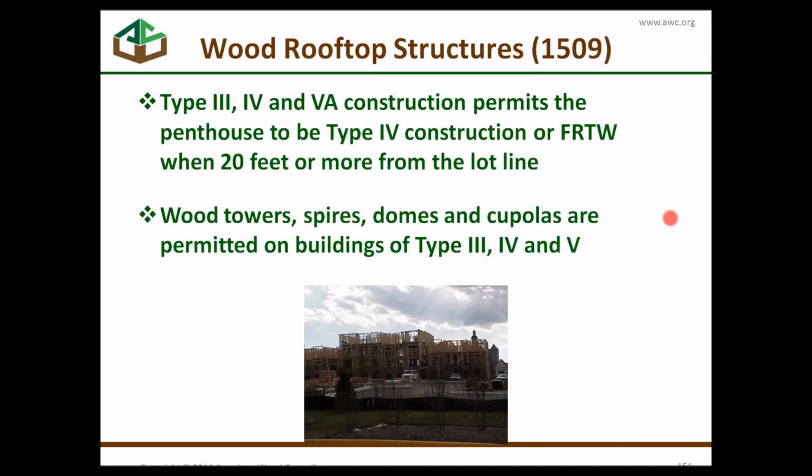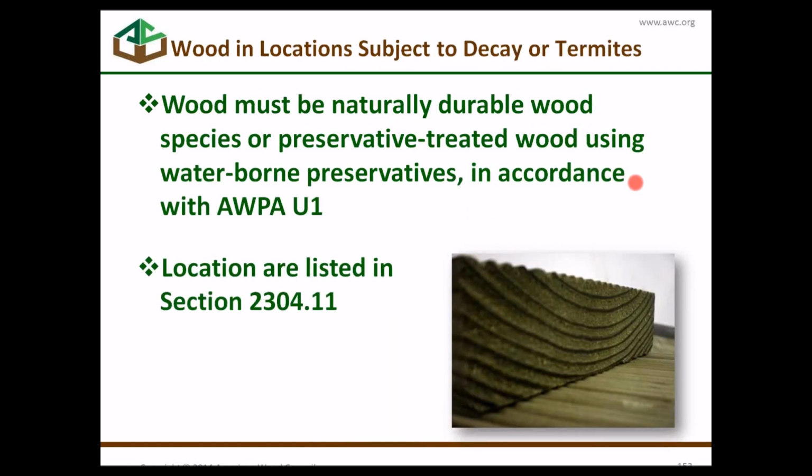Wood rooftop structures are permitted, of course, 1509. They're restricted as far as area and height. You do have some exceptions for using fire retardant treated wood in certain construction types. And as you're well aware, when wood is exposed to the weather, it needs to be pressure preservative treated. You go to 2304.11 for all the locations where you've got to have pressure treated lumber.